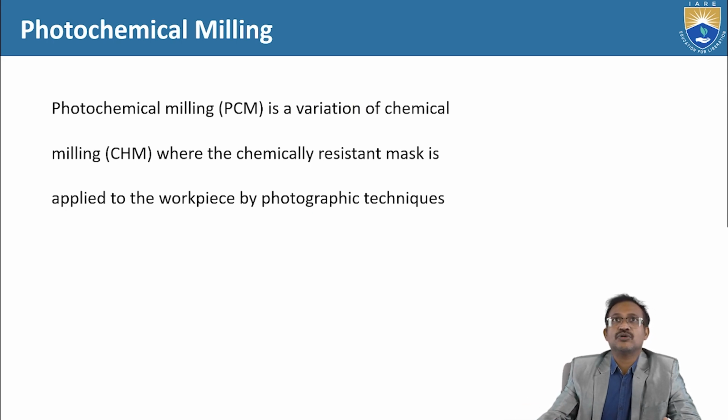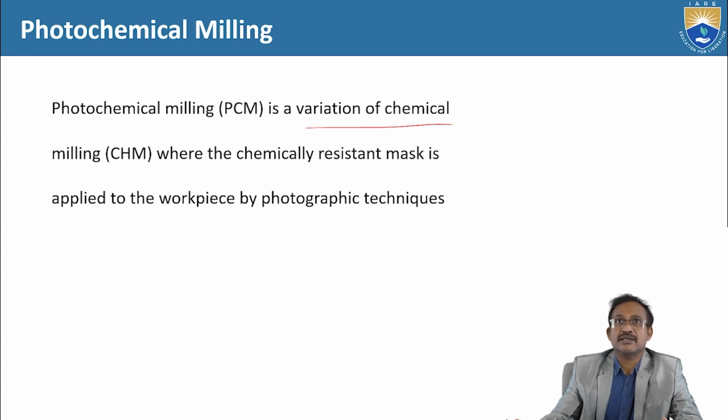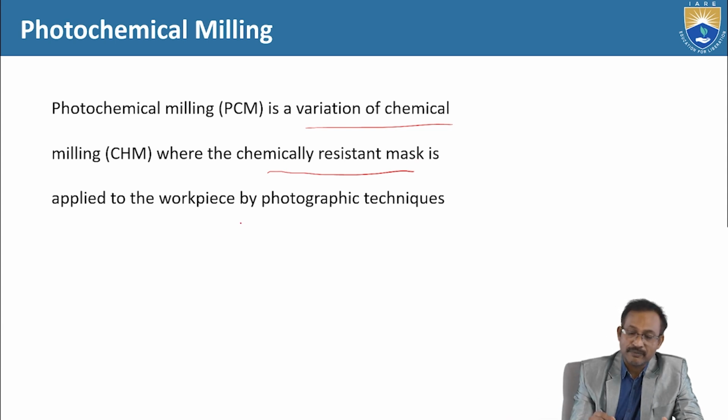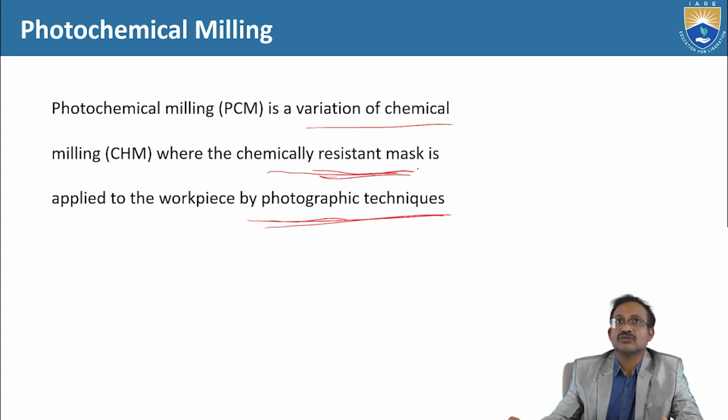Now let us discuss photochemical milling, in short PCM. Photochemical milling is a variation of chemical milling where the chemically resistant mask is applied to the workpiece by photographic techniques. So here the technique is photographic technique. What are we using in chemical milling? Mask. So here also we are using the chemically resistant mask.